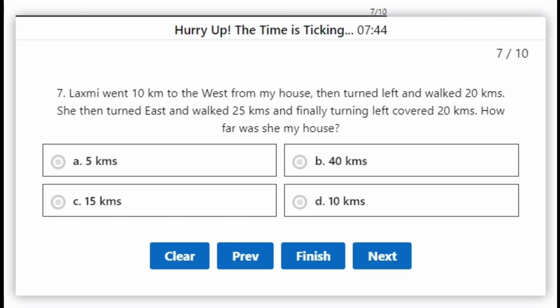Our question number 7 is, Lakshmi went 10 kilometers to the west from my house, then turns left and walked 20 kilometers. She then turned east and walked 25 kilometers, and finally turning left covered 20 kilometers. How far was she from my house? And the options are option A 5 kilometers, B 40 kilometers, C 15 kilometers, and D 10 kilometers.